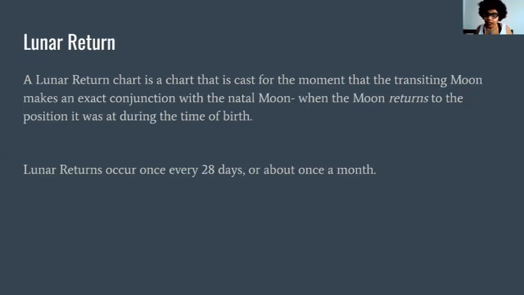And for the lunar return chart, we take that same concept of the luminary returning back to the place where it was on the day of your birth. A lunar return is when the moon goes around the zodiac and comes back to where it was when you were born. And the moon takes approximately 28 days, give or take a few hours, to travel around the zodiac. So you will have a lunar return approximately once a month.